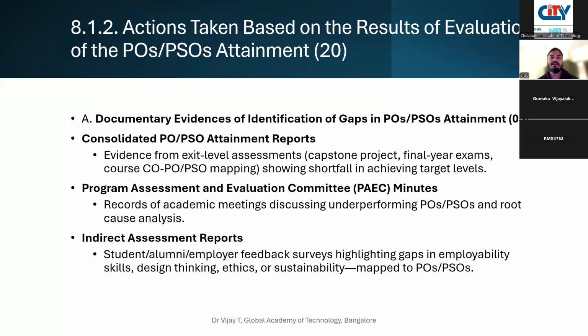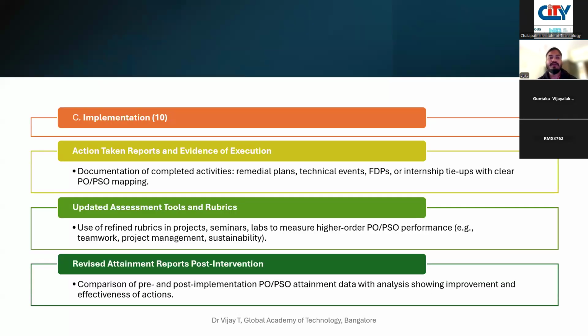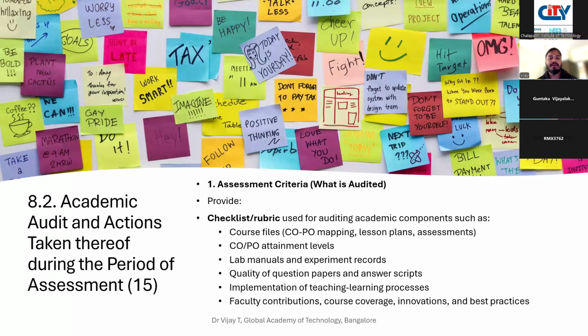This is in detail. So, action taken based on the results of evaluation of the POs and PSOs. So again, COs and PSOs both have to be maintained over here. Academic audit and actions taken thereof during the period of assessment. Here it carries 5 marks for an external academic audit on a year-wise basis. Internal audit through IQAC would be done on a yearly basis, but for external audit, it is clearly specified in the evaluation sheet, which would carry 5 marks for external academic audit.